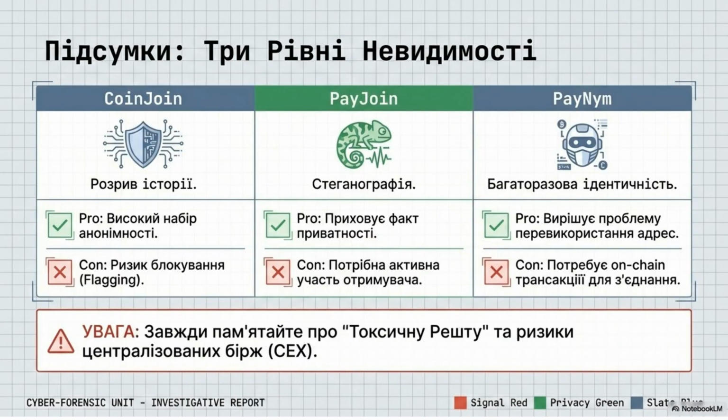In summary, we have discussed 3 levels of invisibility. CoinJoin breaks history, offers high anonymity, but risks flagging. PayJoin uses steganography, hides the fact of privacy, but requires active receiver participation. PayNym uses reusable identity, solves address reuse, but requires an on-chain connection transaction. Always remember the risks of toxic change and centralized exchanges.